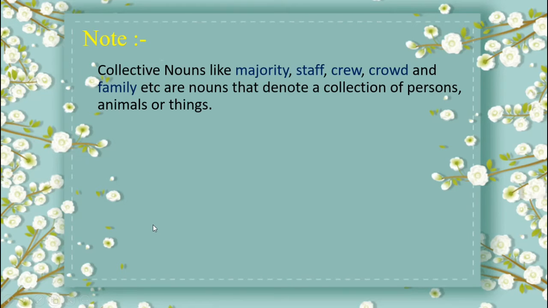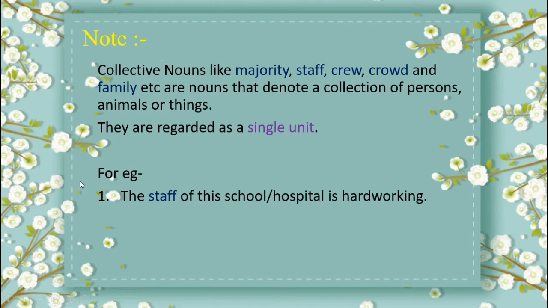It is important to note that collective nouns like majority, staff, crew, crowd, and family, etc., are nouns that denote a collection of persons, animals, or things, but they are always regarded as a single unit. For example, the staff of this school or hospital is hard working. We will never say the staff of this school or hospital are hardworking, even if there are many people involved.